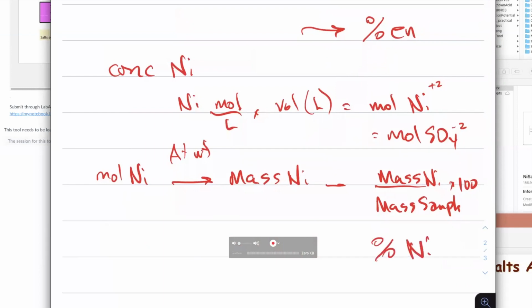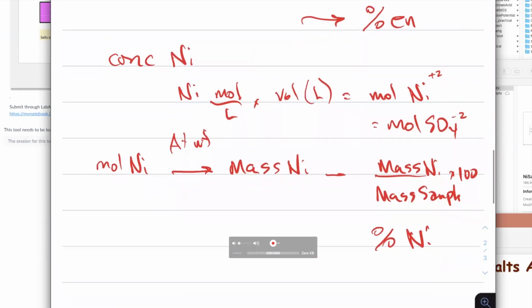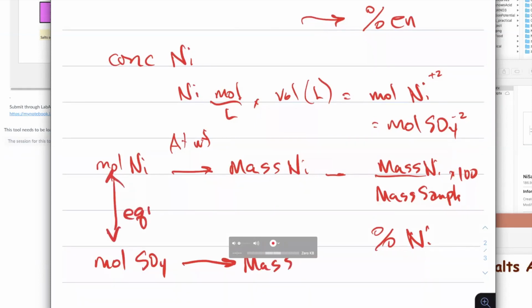Okay, so from the calibration curve in your absorption analysis, from the concentration, you're going to get the moles. From the moles, you're going to get the mass. And from the mass, you can get your percent nickel. You do that also for your moles of sulfate. From your moles of sulfate, you can get the mass of the sulfate. Remember, these two are equal, but their mass is not equal because they have different molar mass.